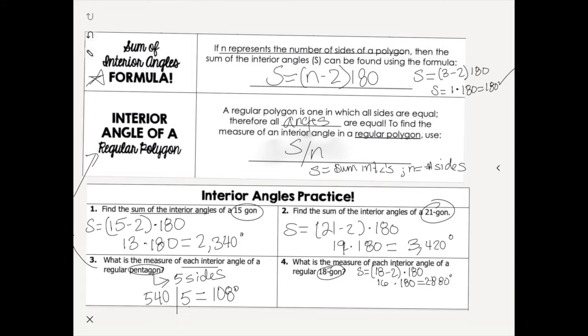2,880 degrees. So then we're going to do 2,880 divided by 18, and that's going to give us 160 degrees.